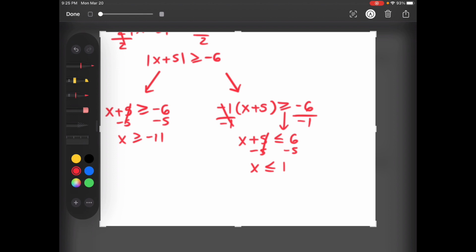So this is going to be an and, because if we're talking about values that are greater than -11 but less than 1, that's talking about the values between those two. So you would write it like this, and it would be square brackets because of these.